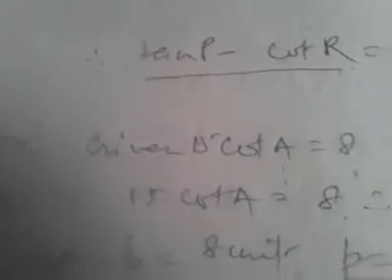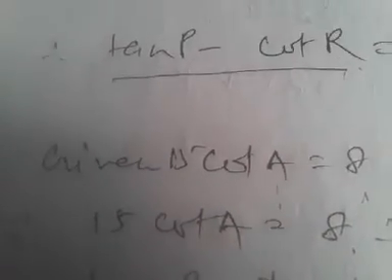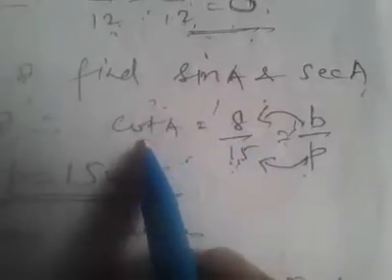Now next question. Here 15 cot A is equal to 8. It is given to us that 15 cot A is equal to 8. We have to find sin A and sec A. Since 15 cot A is equal to 8, from this we can obtain that cot A is equal to 8 by 15. Here the ratio of cot is represented by base by perpendicular. So it means that base is equal to 8 unit and perpendicular is equal to 15 unit.